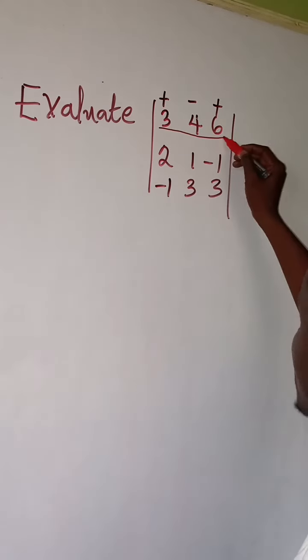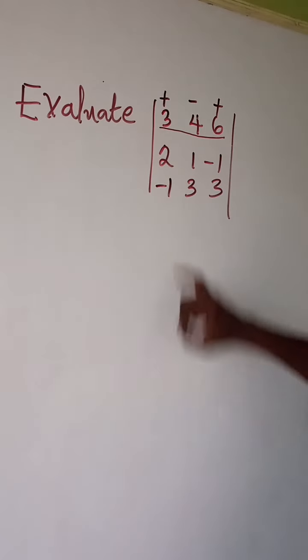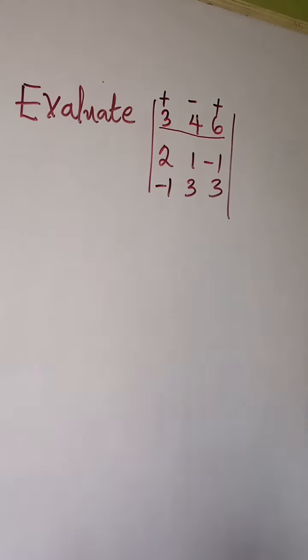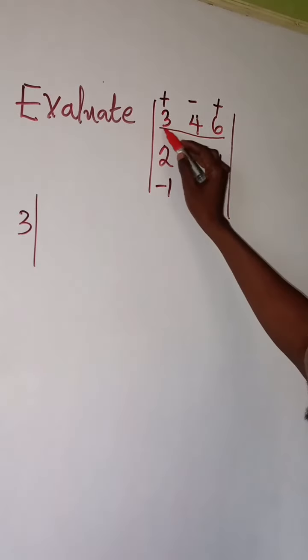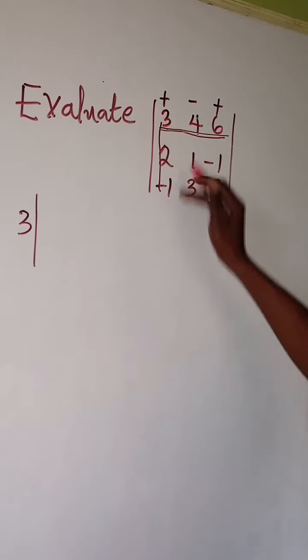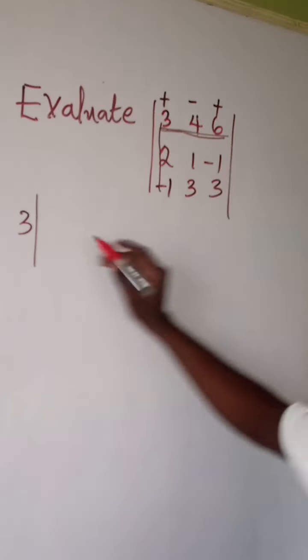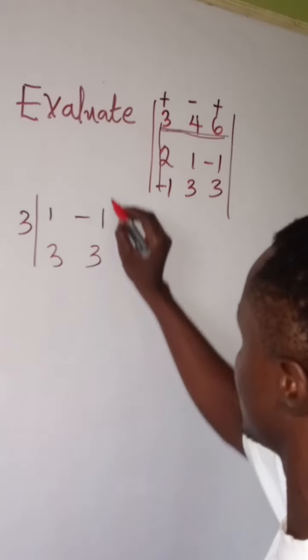So this is the element we are picking. We are picking them one after the other. So let's start with 3. Now when we pick 3, that means we are deleting the rows here and the column here. Once deleted, we have just here 1, minus 1, 3, and 3.